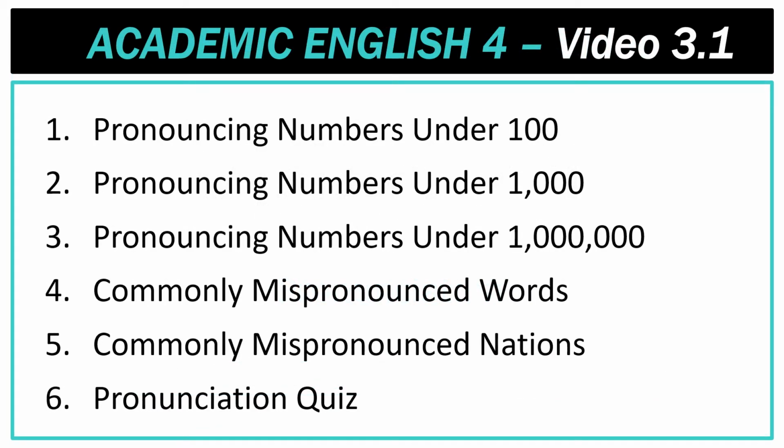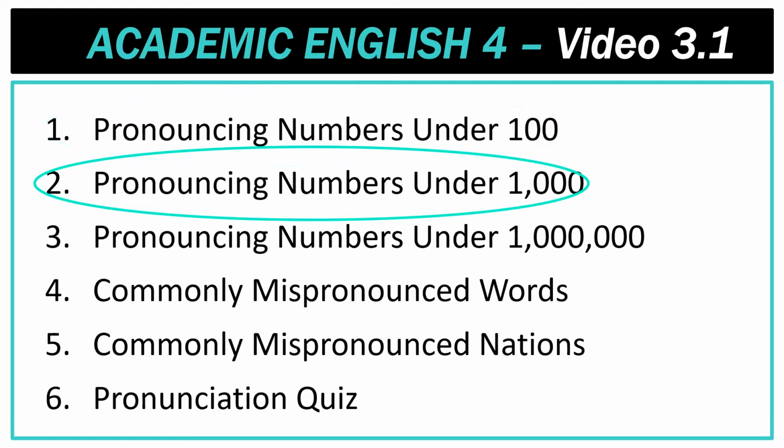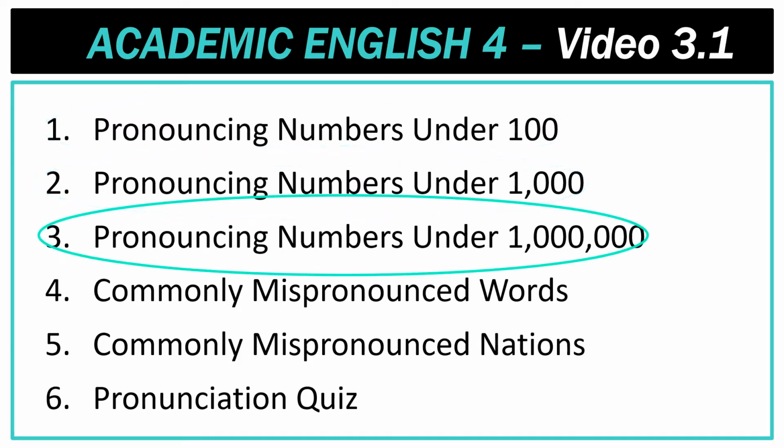Here's an outline for this lesson. First, I'll teach you about pronouncing numbers that are less than 100. Then you'll learn about pronouncing numbers that are under 1,000. And finally, you'll learn about pronouncing numbers that are less than 1 million.